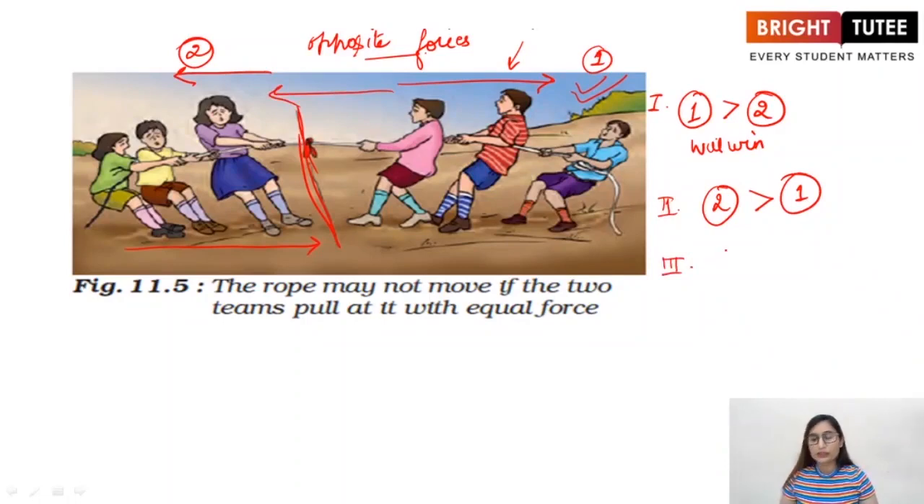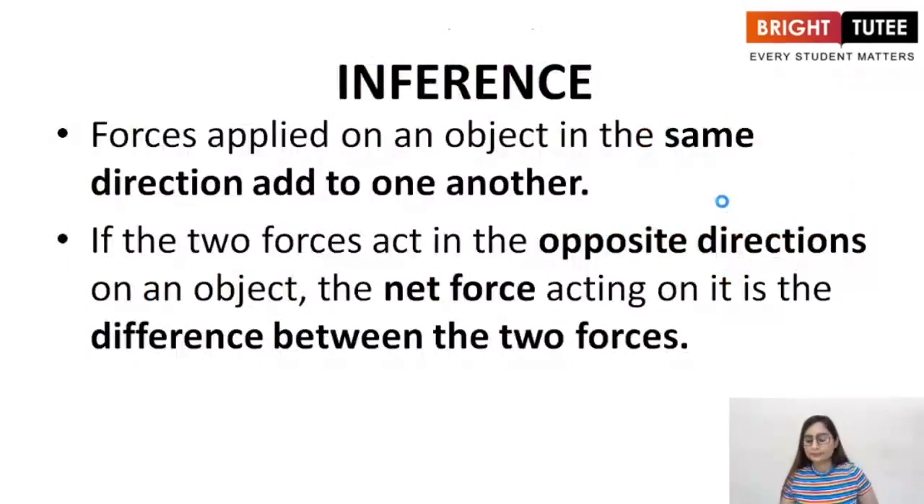Third case scenario, the force applied by team 2 is equal to the force applied by team 1. Then they will never be able to pull any team towards themselves, right? No one will win. So what are we studying here? We are studying that when forces are applied in opposite directions, the force that has larger magnitude is the net force, basically, right? Let us come to an inference.